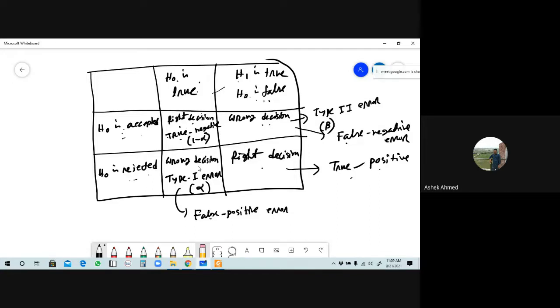Similarly, since this data point is the complement of the type 2 error, the rate of the 2 positive data points will be 1 minus beta here. Okay, this rate will be called the power of a test.